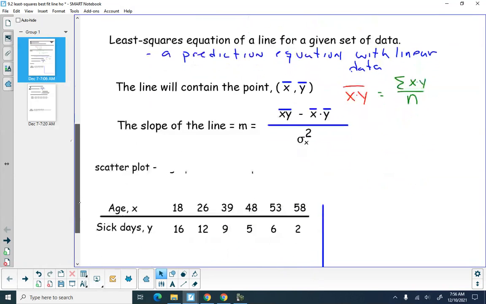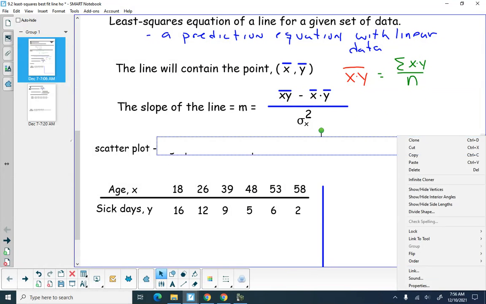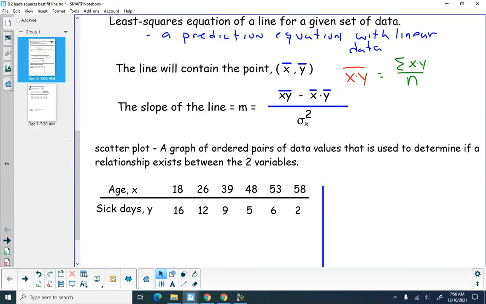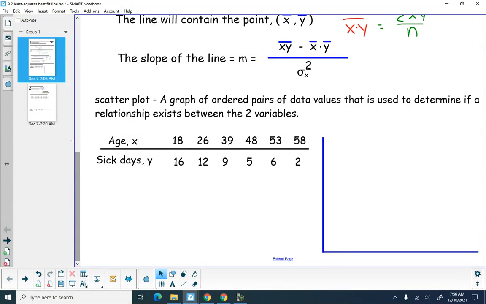We also have what is called a scatter plot. It's a graph of ordered pairs of the data that is used to determine a relationship between two variables. This is called a scatter plot. And you may have experienced this in a science class, maybe one of your other mathematics classes, maybe in an algebra class.